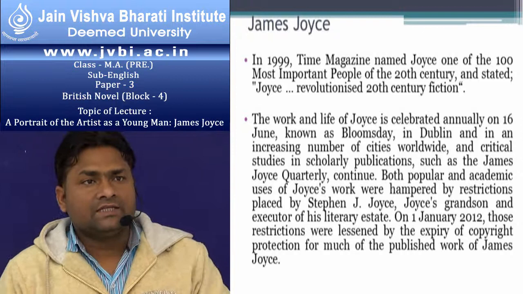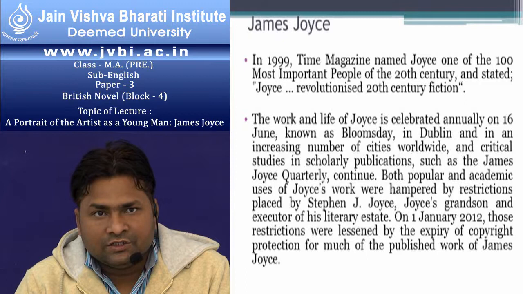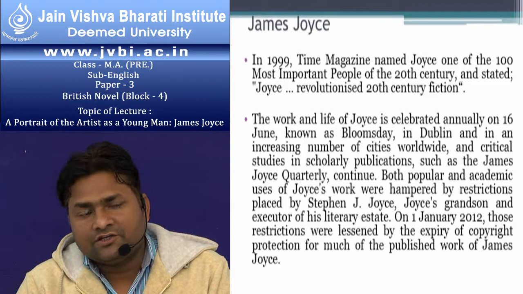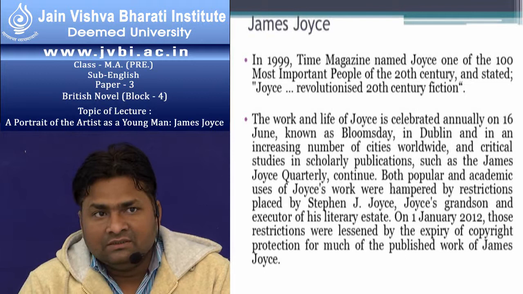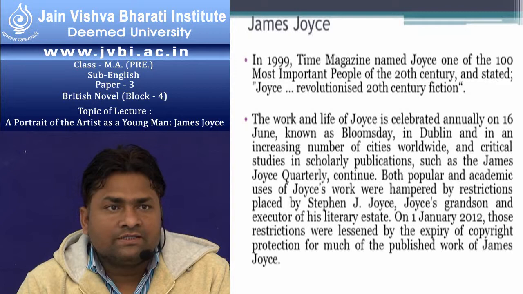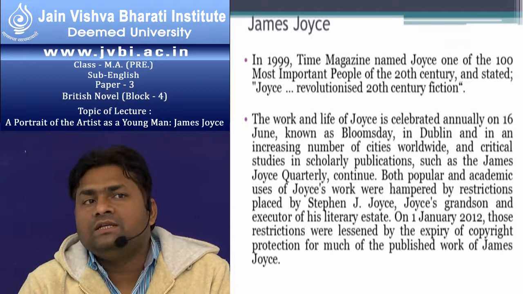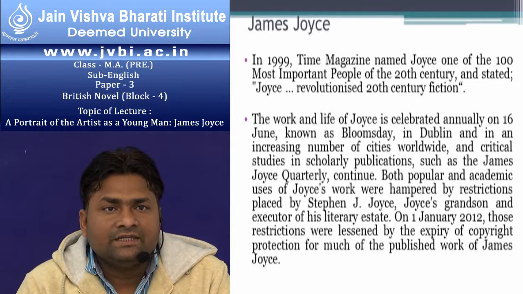In 1999, my dear friends, Time magazine named Joyce one of the 100 most important people of the 20th century and stated that Joyce revolutionized 20th century fiction. So Time magazine announced James Joyce as one of the top 100 people of the 20th century, and stated that Joyce was the one who created a kind of sensation, a kind of revolution, in the fiction of the 20th century. This was how he created a different place.